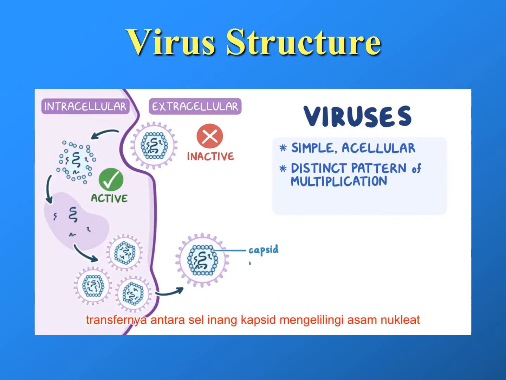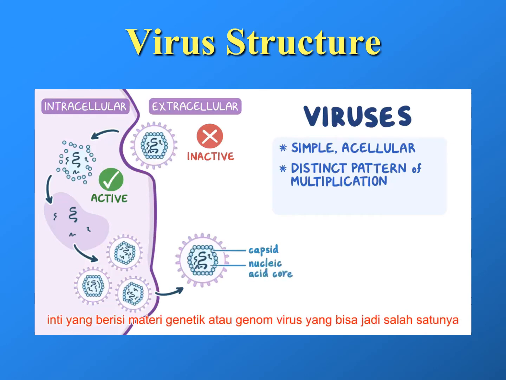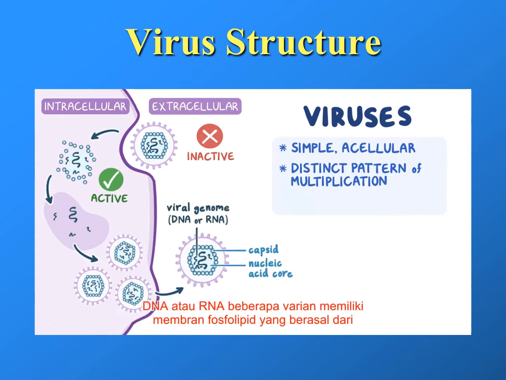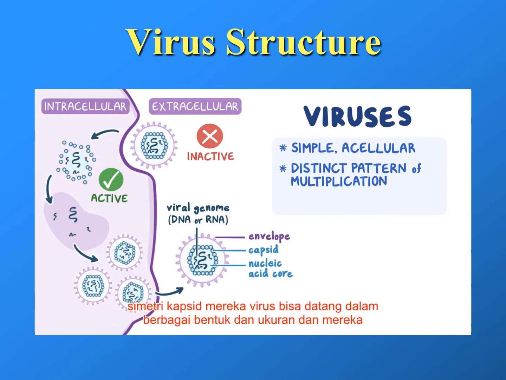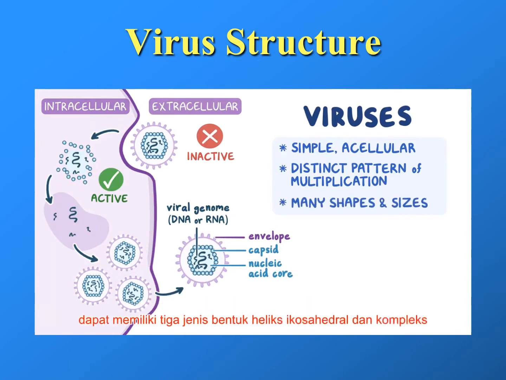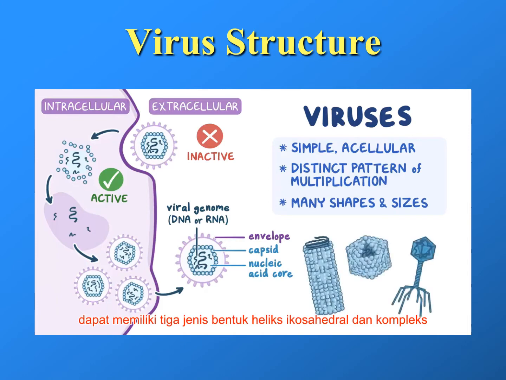The capsid is surrounding a nucleic acid core, which contains the genetic material or the viral genome, which can be either DNA or RNA. Some virions have a phospholipid membrane derived from the host cell called an envelope, which surrounds the nucleocapsid. According to their capsid symmetry, the viruses can come in many shapes and sizes, and they can have 3 types of shapes: helical, icosahedral, and complex.